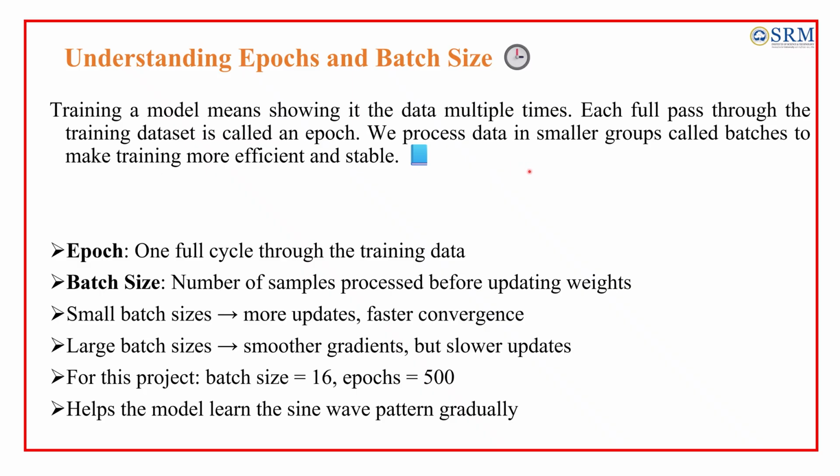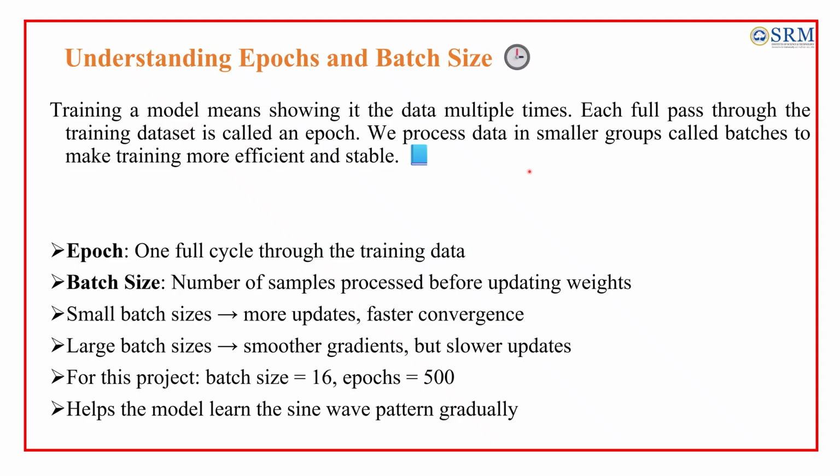We process the data in smaller groups called batches to make the training more efficient and stable. The smaller the batch, the faster but noisier the updates. Larger batches give smoother but slower training. So we don't feed all the data at once; we use single batches, batch after batch, and the weights are updated.